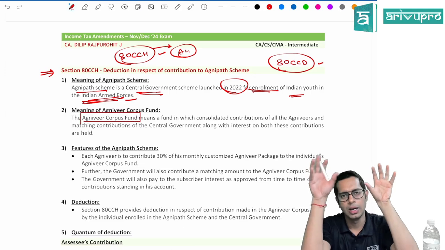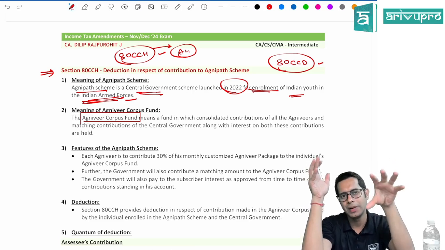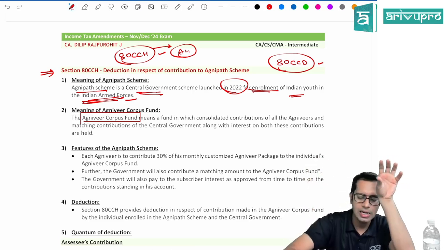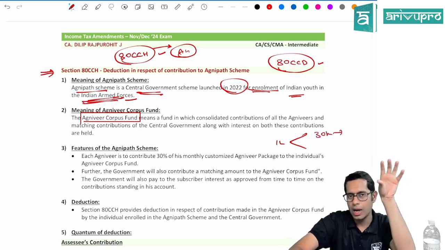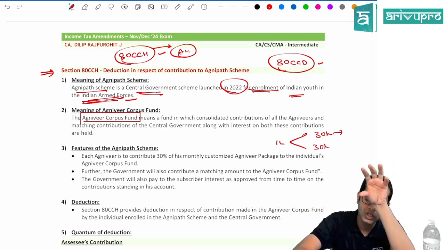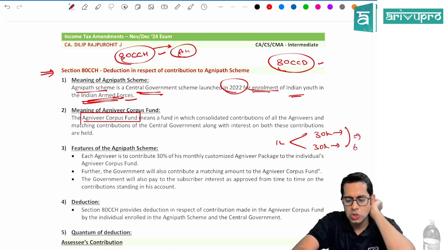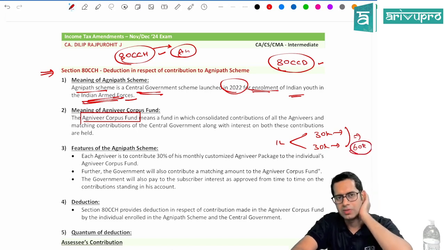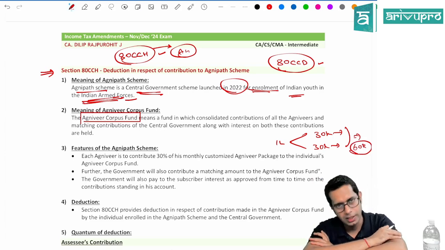Whatever amount you are earning as a salary, 30% of that will be deposited in that fund. So if your salary is 1 lakh rupees, then 30,000 rupees of your salary will go to which fund? Agniveer Corpus Fund. The same amount, 30,000 rupees, will be deposited in this fund by whom? The government also, the central government will deposit. So every month 60,000 rupees will be put in this particular fund called the Agniveer Corpus Fund.